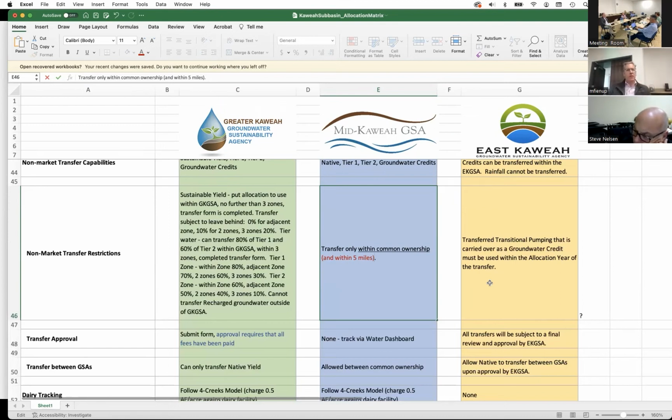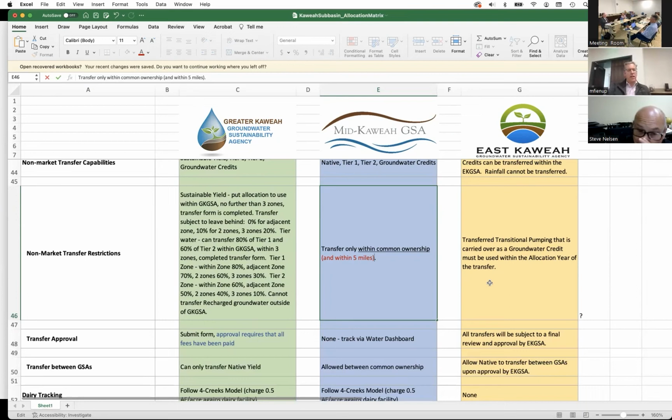And could you just do that if it was the same ownership? People were saying, hey, if I'm out of water here, I want to transfer that sustainable yield or native over to this other one because I need it there and I'm allowed it even if I don't have it. Yeah. They can, but that goes through that filter.